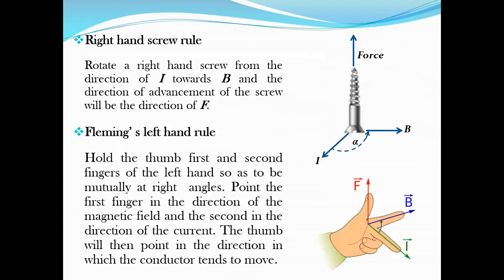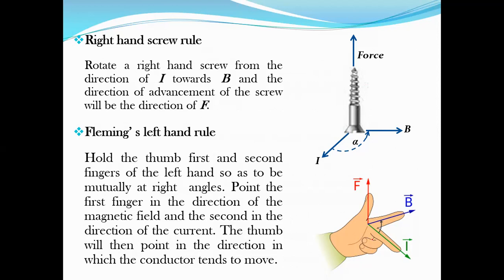This one we can call the right-hand screw law, or Fleming's left-hand rule, right? Right-hand screw law means you can see this, because here it is represented by three vectors: the direction of the current and the magnetic field, and due to this we have a force, right? So the B and I should be there.